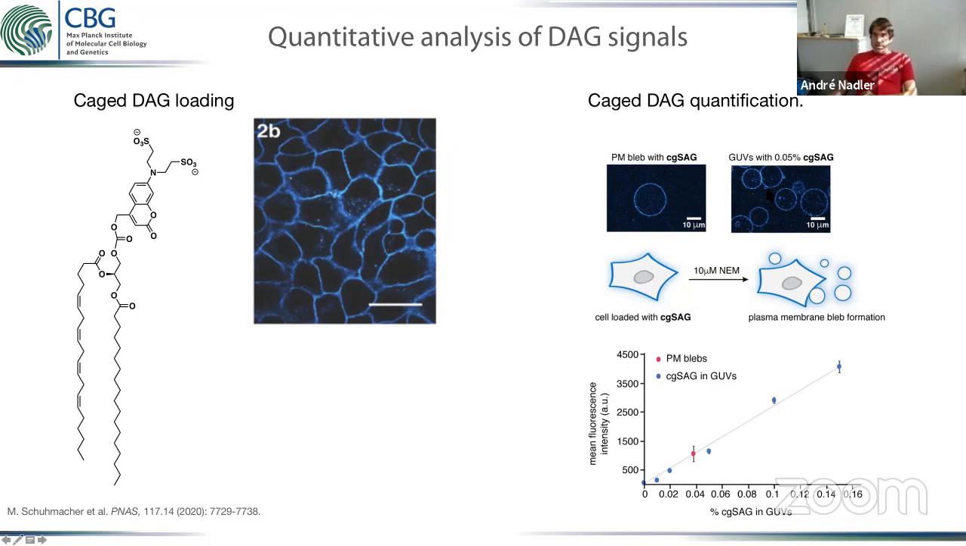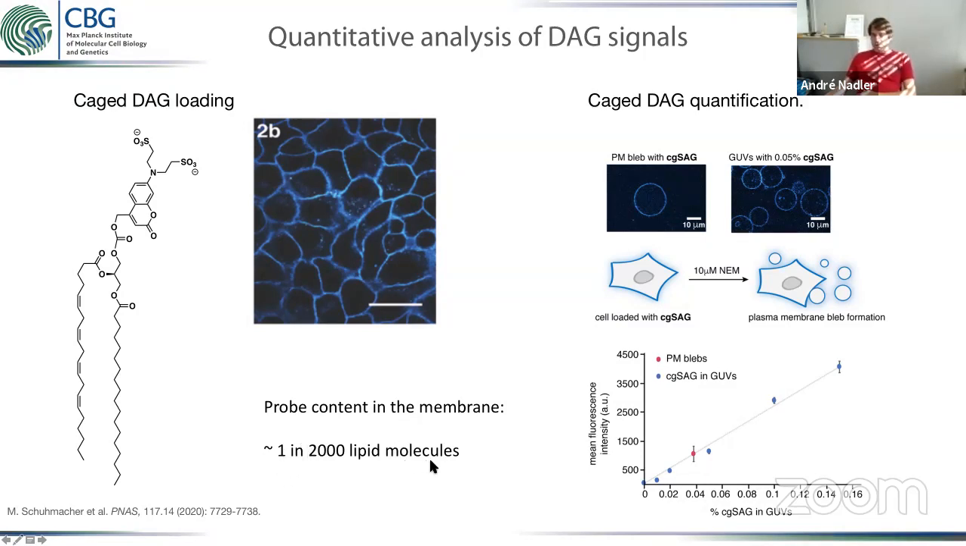And then next we prepared GUVs, artificial vesicles with defined content in the lipid mixture of the caged lipid probe. So this was not only input, but we also checked by mass spec that we ended up with the correct concentration. And what you then can do is draw up a calibration curve and determine how much caged compound you have in the plasma membrane of living cells. So this is something about 0.04% of total lipids.